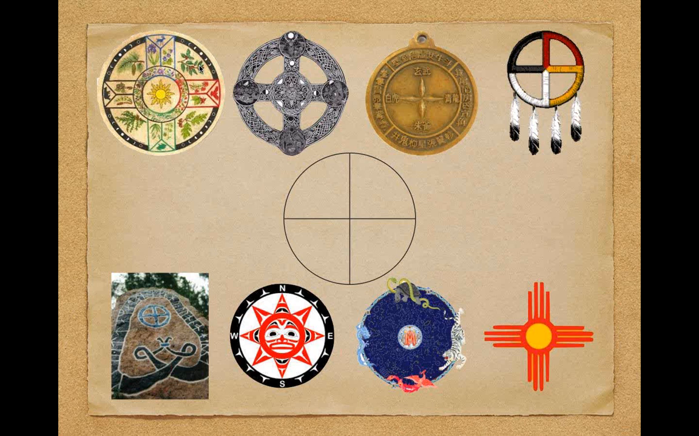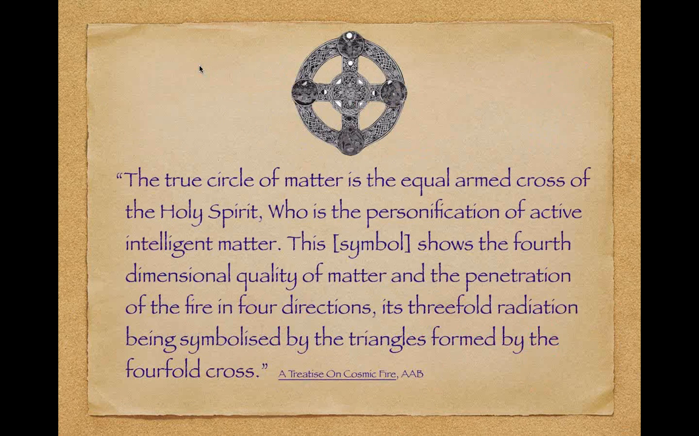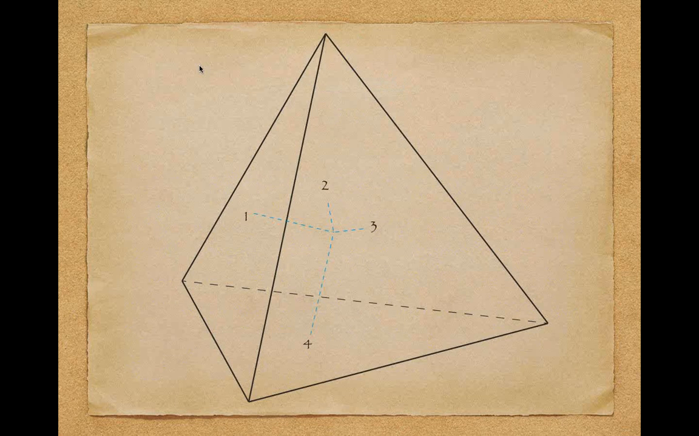DK says, the true circle of matter is the equal arm cross of the Holy Spirit, who is the personification of active, intelligent matter. This symbol shows the fourth dimensional quality of matter and the penetration of the fire in four directions. Its threefold radiation being symbolized by the triangles formed by the fourfold cross. So what 3D figure do we know that is made up of four triangles?